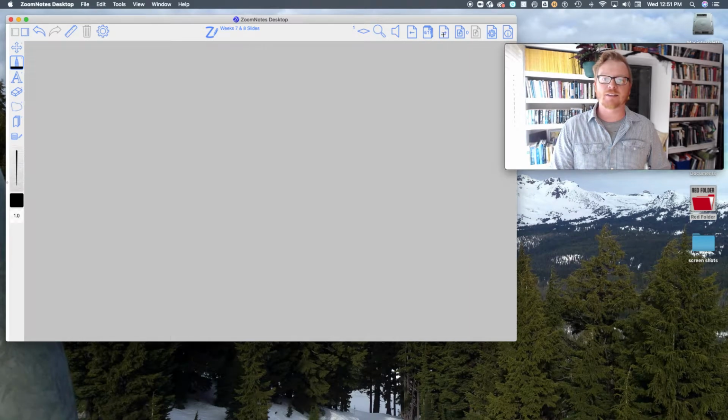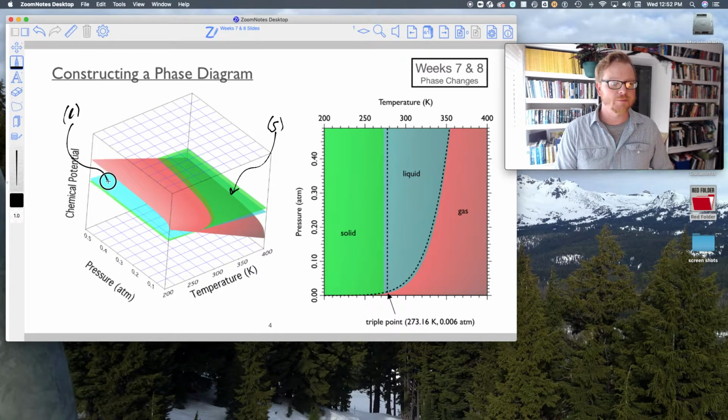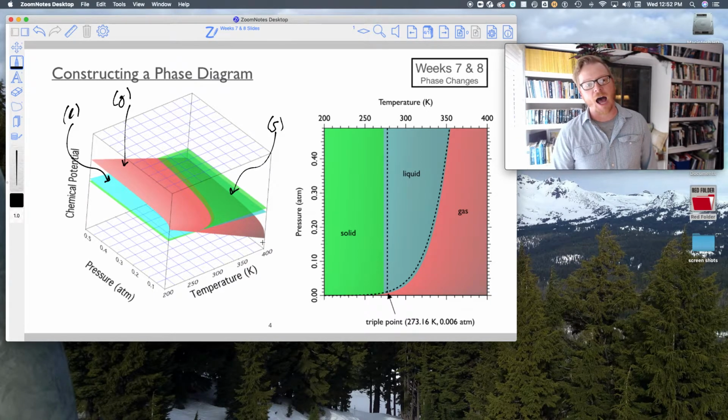So I did this in Igor because I wanted to use data that I had. And then here's what I came up with. So this is pretty cool stuff. In this plot here, my solid is green. My liquid is this rather blue color. And my gas is this red color. And you can see that they have that curvature that you saw from that previous plot.